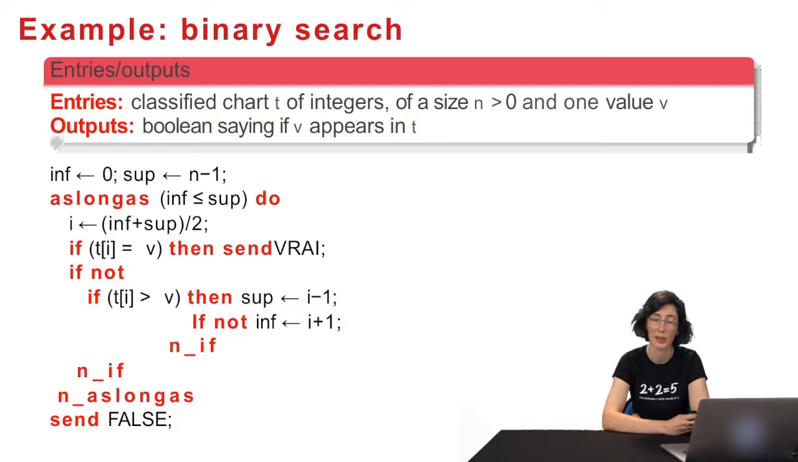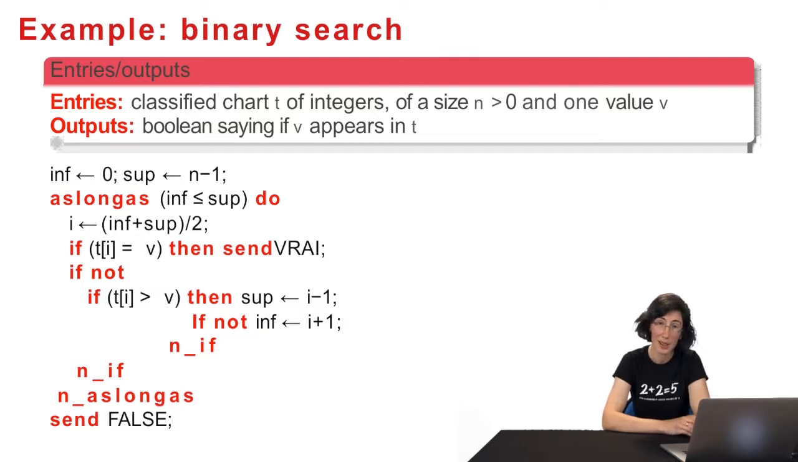It's very important that it is sorted, and we are going to look for a particular value. T is the chart, its size n is strictly positive, and we are going to look for the value v, so is it in the chart or not? The output is a Boolean, so true or false, which will define if that value appears in the chart.